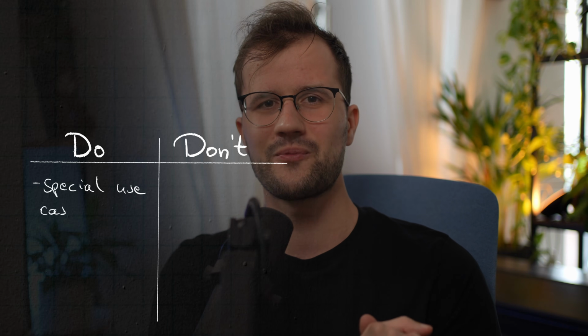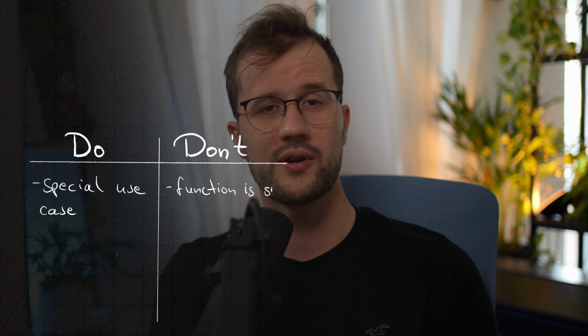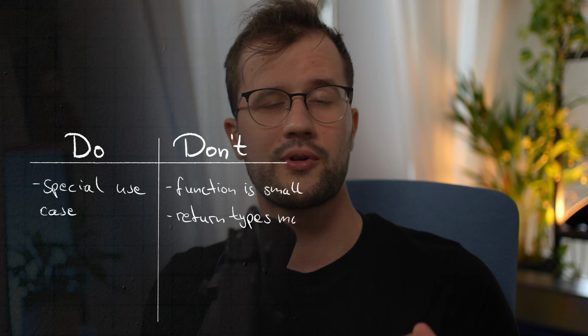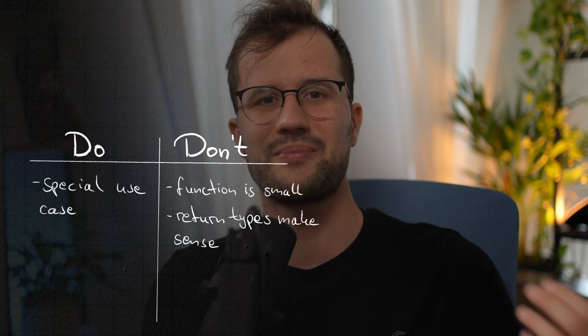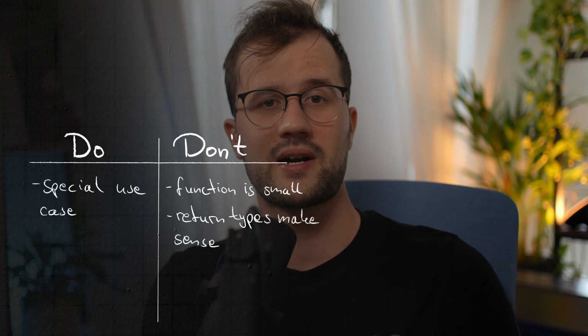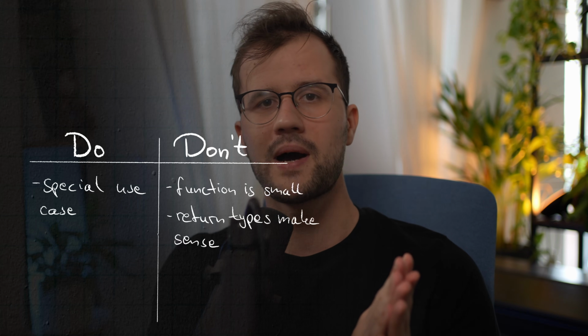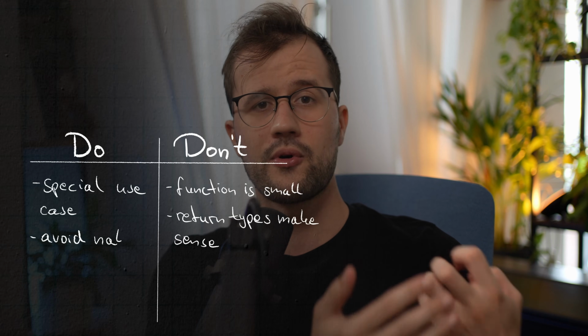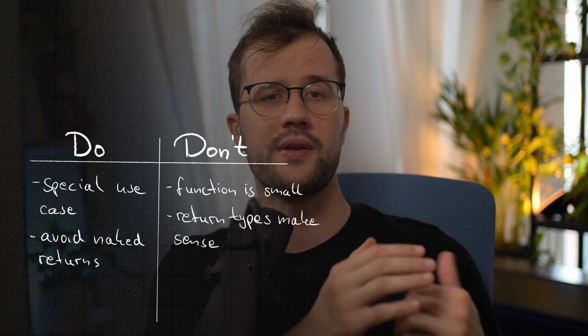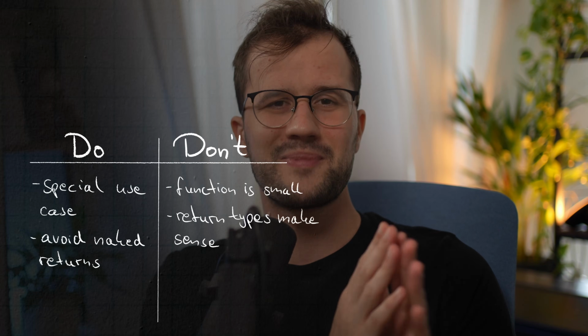So to conclude, I would only use named returns in really special occasions or use cases, and I would not use them when the function is small and the return types are self-explanatory. I would also not use them when the function can be refactored to use a struct instead of having multiple return values. However, whenever I would use them, I would avoid these naked returns and explicitly return the named values instead. So please use named returns sparingly because they can also be hard to read.